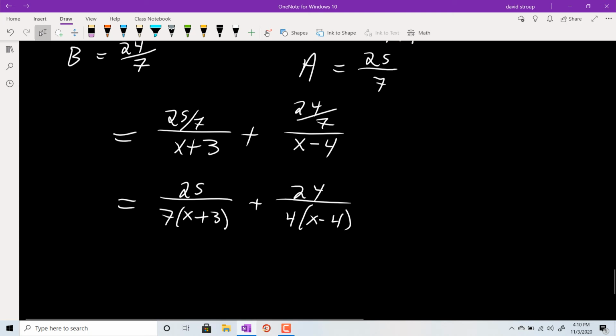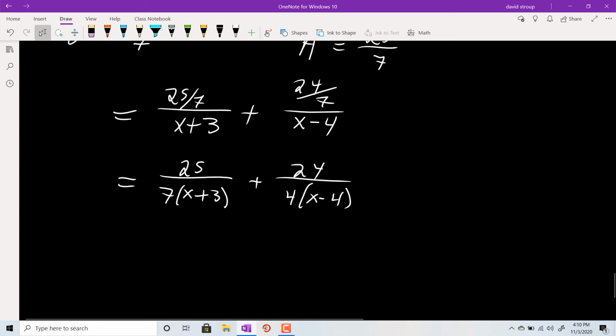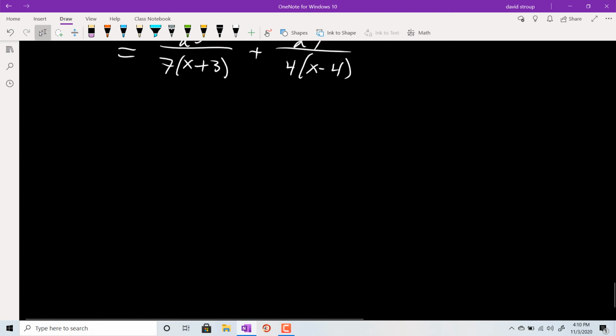Okay, so there's going to be a mess of those for you to do on the test. Again, only linear factors, so none of that irreducible quadratic stuff or repeated factors, nothing like that.